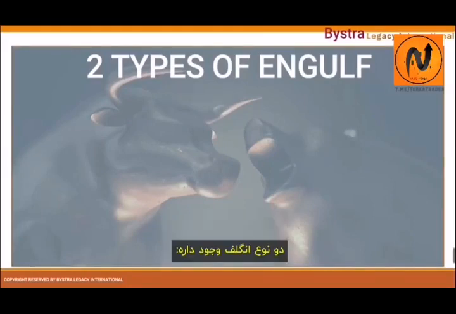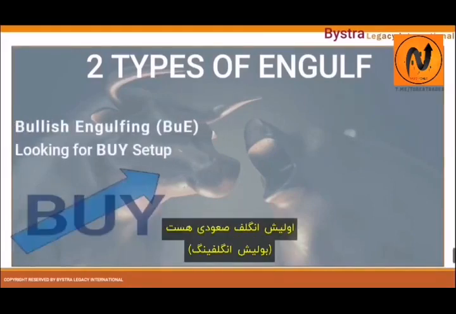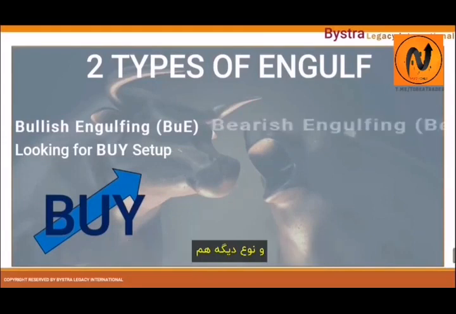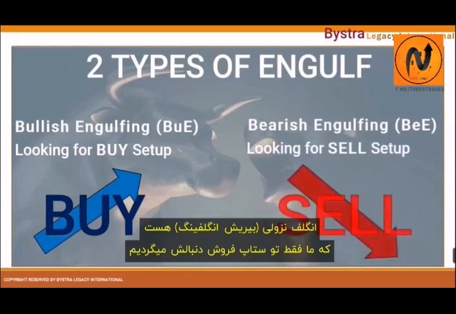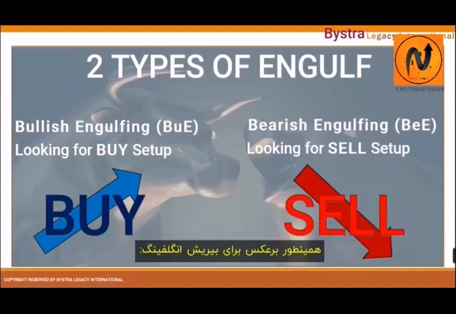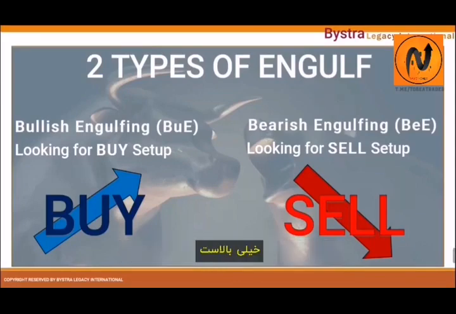There are two types of engulfing. First, the bullish engulfing, which we will only look at for buy setups. And the other one, the bearish engulfing, which we will only look at for sell setups. Now, please do not go and sell if you see a bullish engulfing formed. Vice versa for bearish engulfing, please do not go and buy if you see a bearish engulfing. This will go against the trend, and definitely the chances of you making a loss are very high.